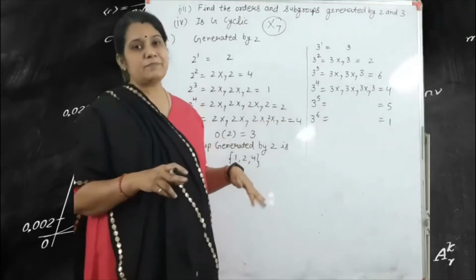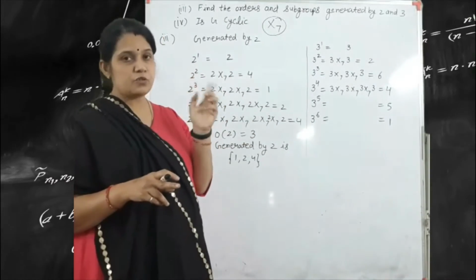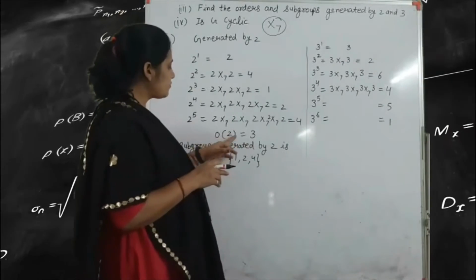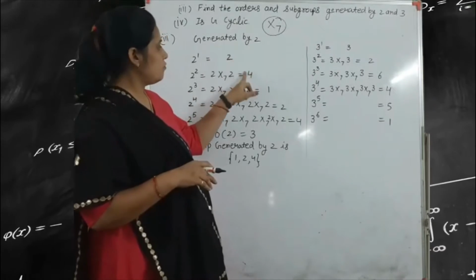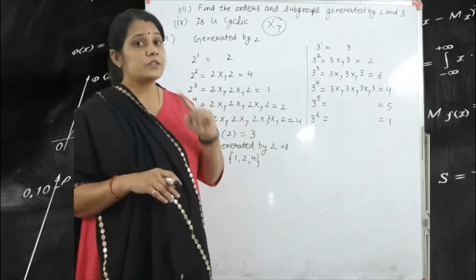That means we have only 3 elements, 2, 4 and 1, and after that we again get 2, 4, 1. That means there are only 3 unique remainders, 2, 4 and 1, the distinct remainders. So the order of 2 is equal to what? The different remainders 2, 4 and 1, total 3. So the order of 2 is equal to 3.